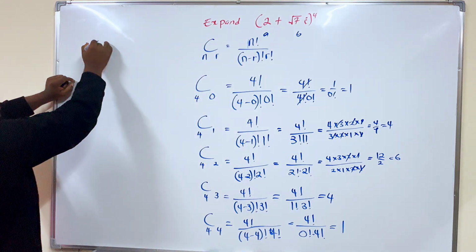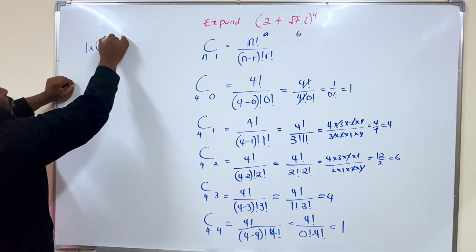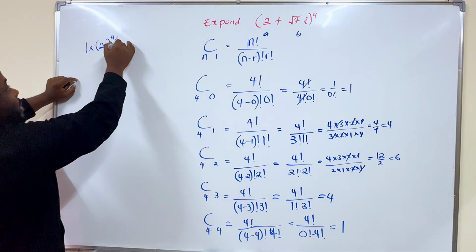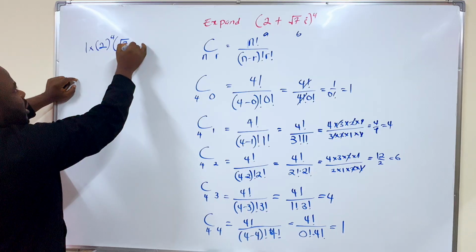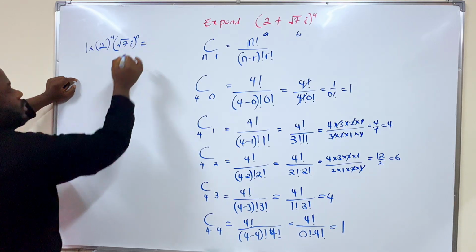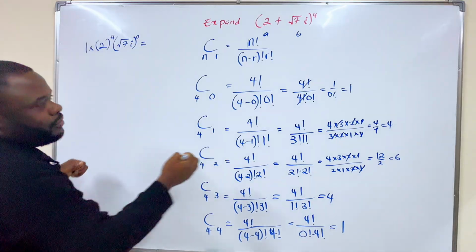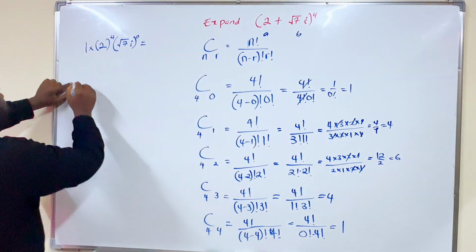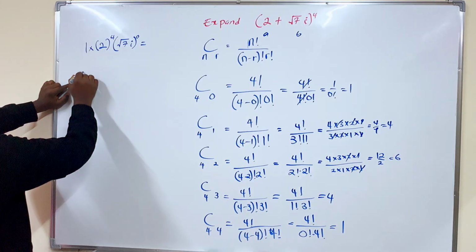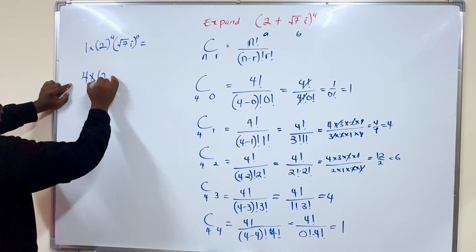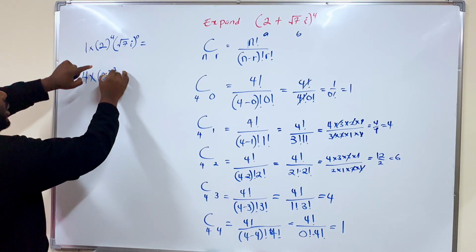So we say 1 multiplied by 2 power 4, then multiplied by square root of 7i power 0. All right? So 1. So whatever it gives you, that is it. So for the second one, we have 4. So it said 4 multiplied by 2 power 3.